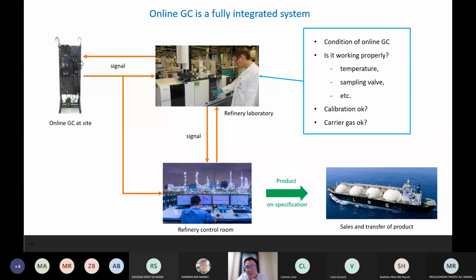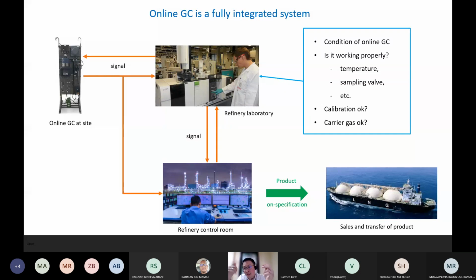But of course, we have specific algorithms and specific software to actually process the data. So when we get the data or the signal from it, it is already processed. This data can be directly fed to the refinery laboratory. That's where all the chemists are, and we can check the status of each and every one of the products to see if they're on specification from the chromatogram.